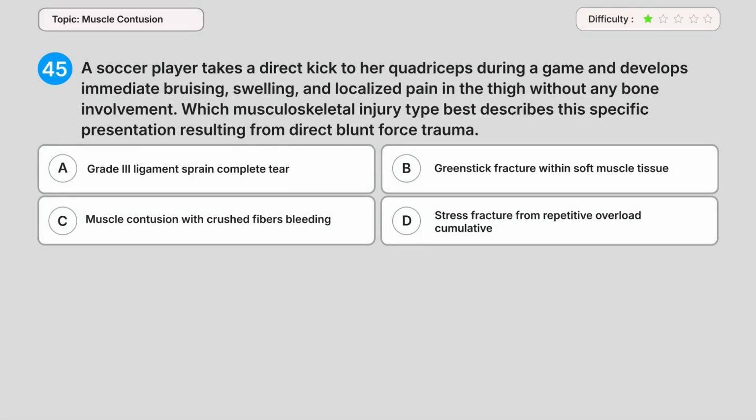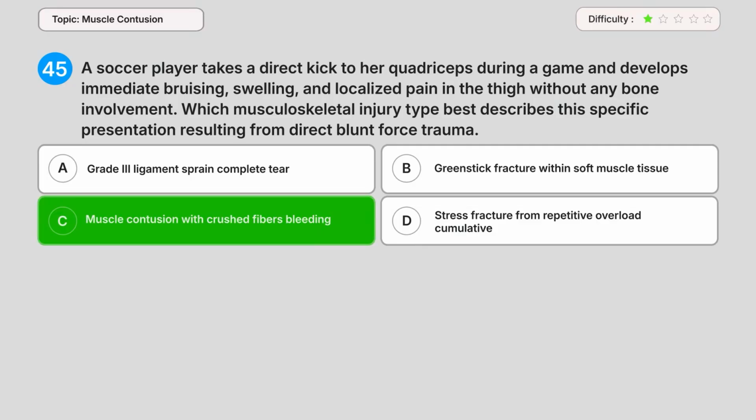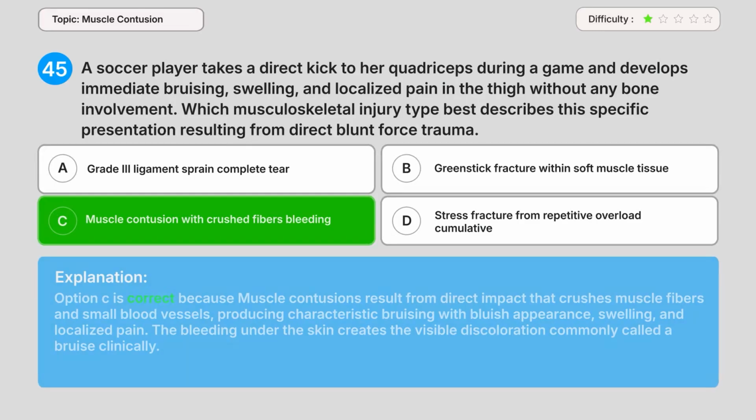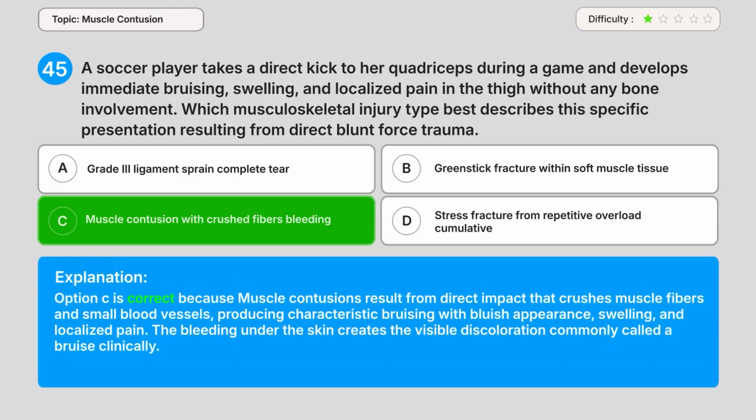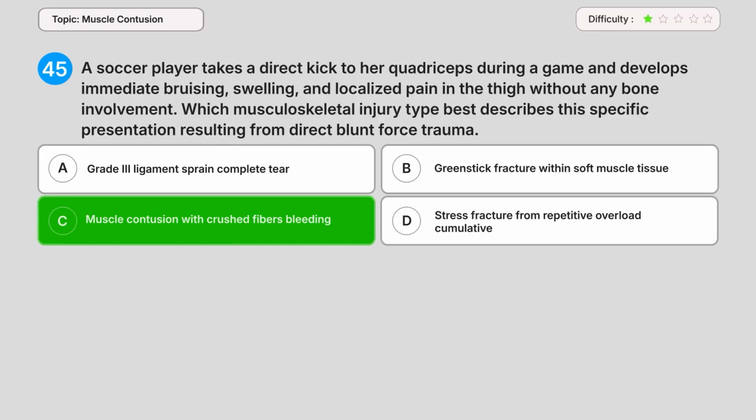Correct answer. C. Muscle contusion with crushed fibers bleeding. Muscle contusions result from direct impact that crushes muscle fibers and small blood vessels, producing characteristic bruising with bluish appearance, swelling, and localized pain. The bleeding under the skin creates the visible discoloration commonly called a bruise clinically.